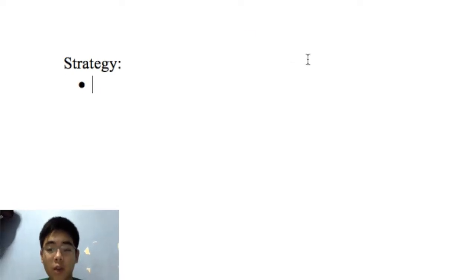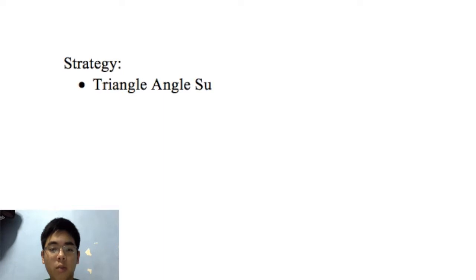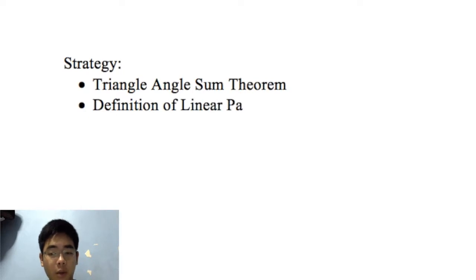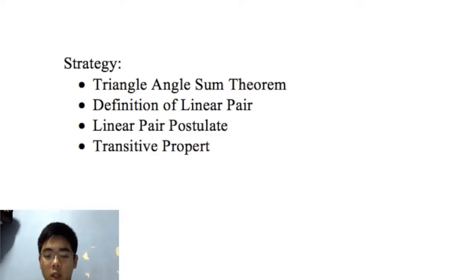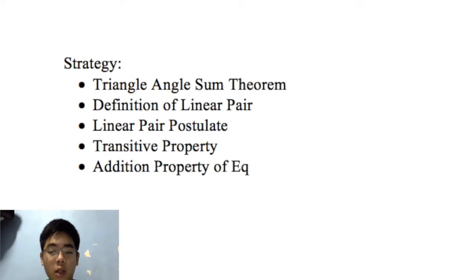The first theorem on the list would be the triangle angle sum theorem, or the TAST. Next, it would be the definition of a linear pair. And since we're using the definition of a linear pair, the linear pair postulate can also be applied, otherwise known as LPP. Properties such as the transitive property may also be used here, as well as the addition property of equality.